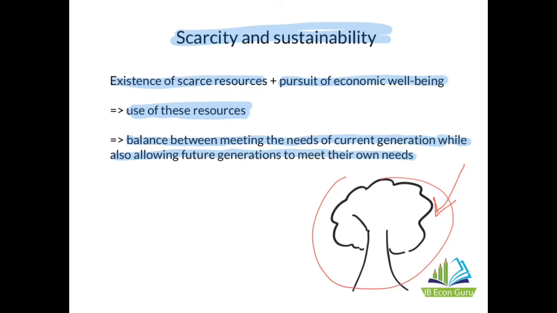Now, the problem is if we are cutting trees at a much faster rate than we are planting them, eventually the earth is going to run out of trees, and future generations won't have any trees to benefit from. So, here, our consumption of trees is unsustainable. Economists are interested in studying how to achieve a sustainable use of scarce resources so that current generations can meet their needs, but still allow future generations to meet their needs.